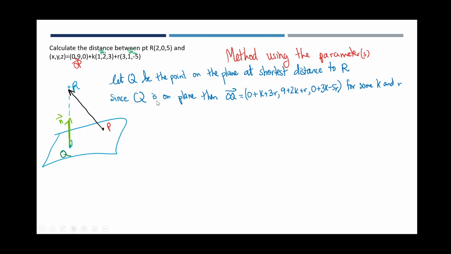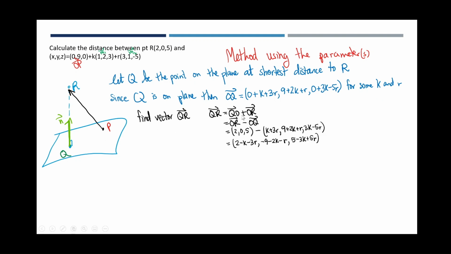Since this point Q is on the plane, then we can represent this point Q, or vector OQ, position vector, using the parameters from the equation provided for the plane. We just don't know what this K and R are. So all we have to do is find those two parameters. So first of all, we're going to find vector QR by going through the origin. So even though we don't know what the parameters are, we can find an expression for the vector QR.